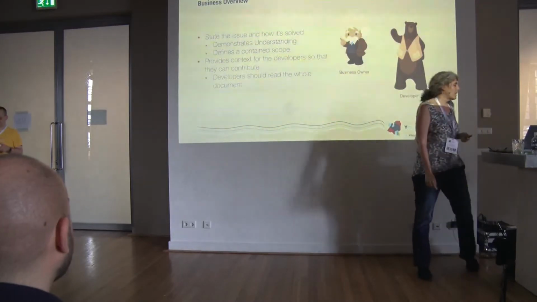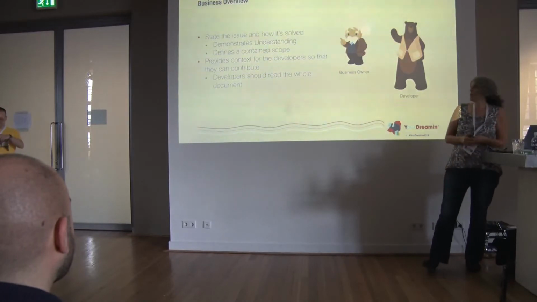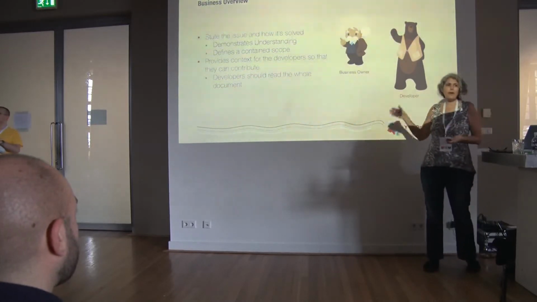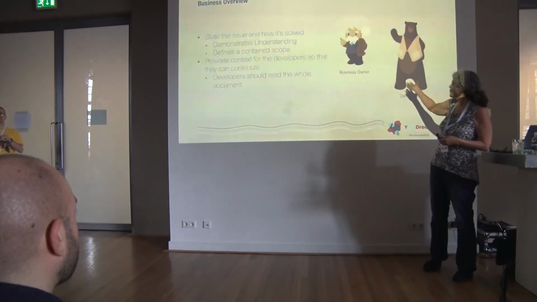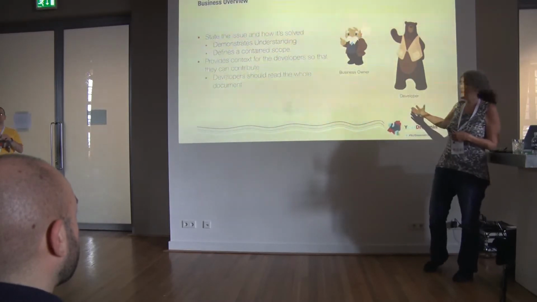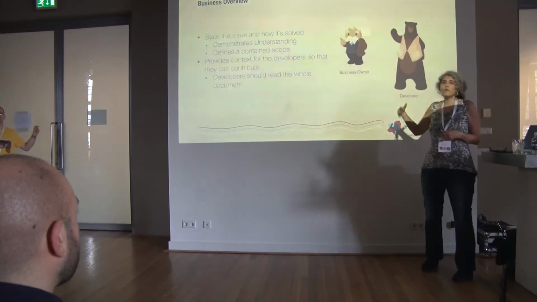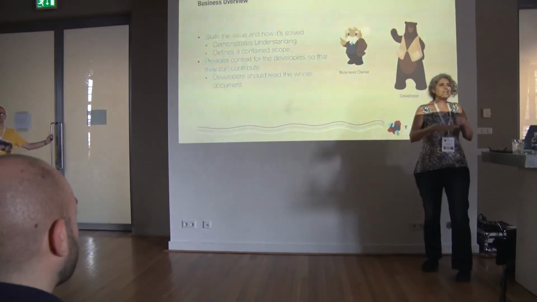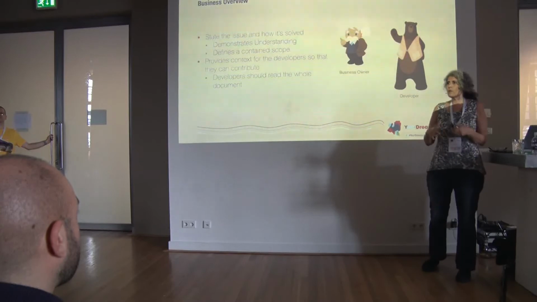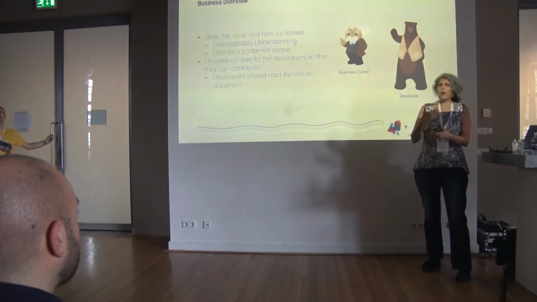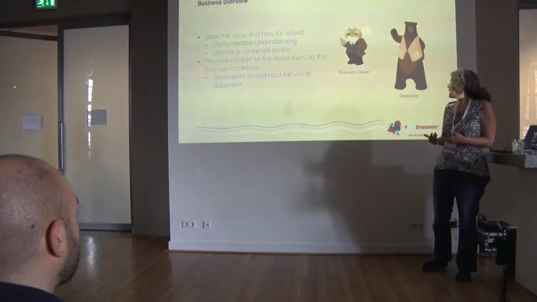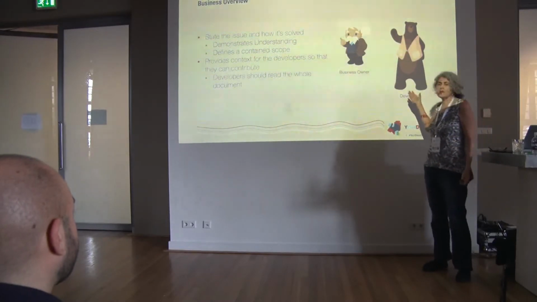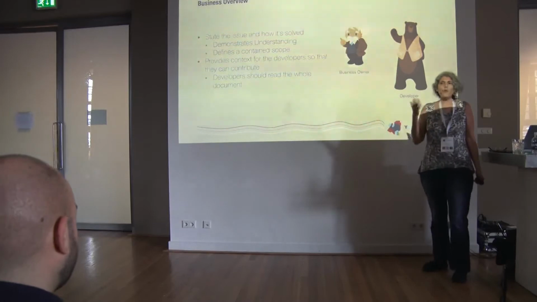So the first section in your functional spec is your business overview. And here, you have these two audiences: the business owner and the developer, right? For the business owner, we're stating the problem and what the solution is going to be. We're showing them that we understand what their issue is and this is how we're going to solve it. And then we're giving context to the developer so that they're not working in a vacuum.